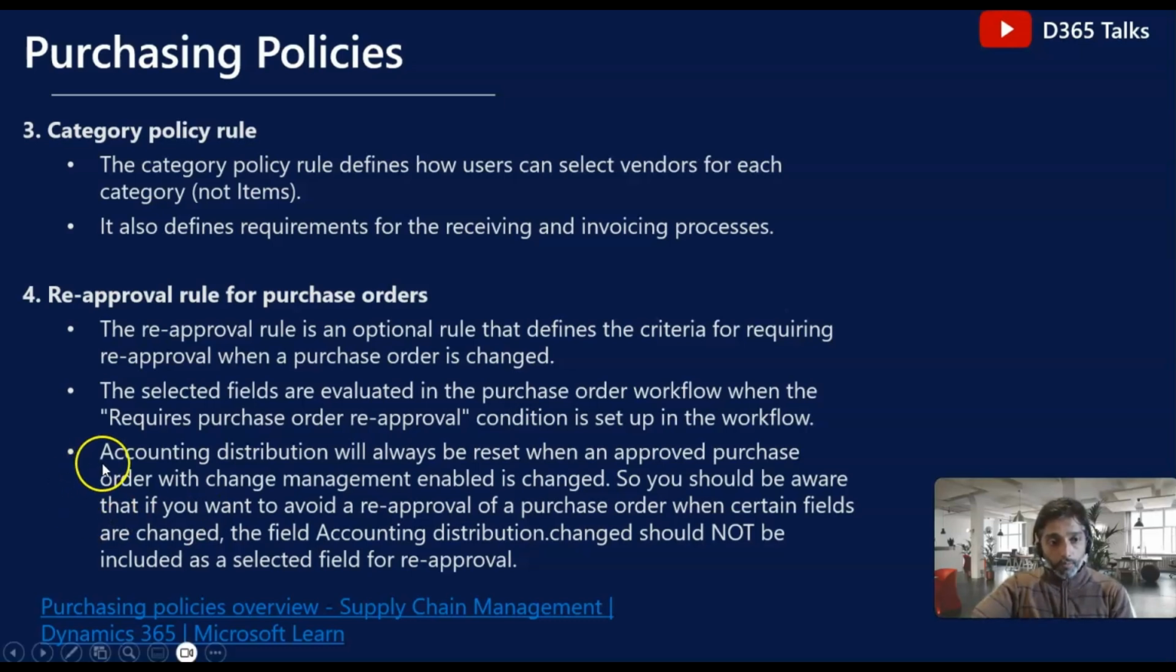The thing is, accounting distribution happens every time whenever change management is enabled and you set it for reapproval. So you should be aware that if you want to avoid a reapproval of the purchase order when certain fields are changed, the field accounting distribution changed should not be included as selected. There is a field in our purchasing policy rule, reapproval rule for purchase orders, called accounting distribution.changed, which should not be selected as a selected field.